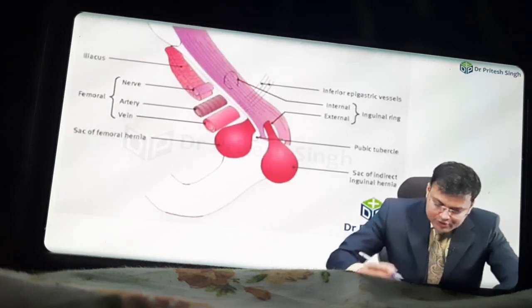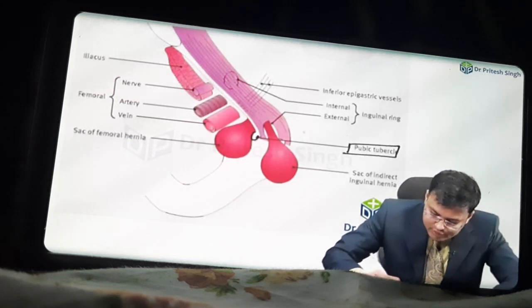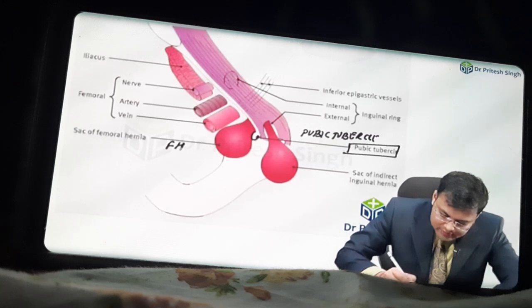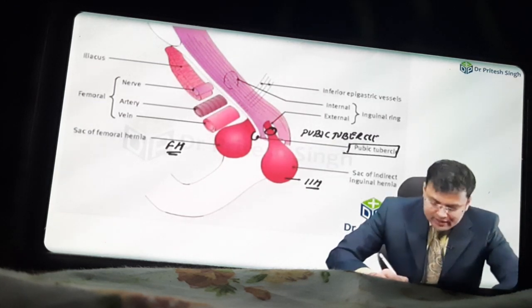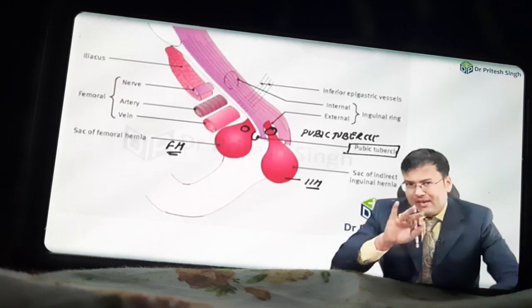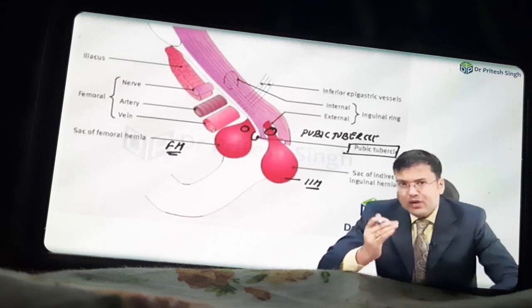Now if you see the simple diagram, what you can make out is that this is the pubic tubercle. Here this is the sac of femoral hernia, and this is the sac of indirect inguinal hernia. Now what is this? This is the neck of sac. If you see the neck of sac in relation to the pubic tubercle, it is located above and medial in inguinal hernia, and below and lateral in femoral hernia.